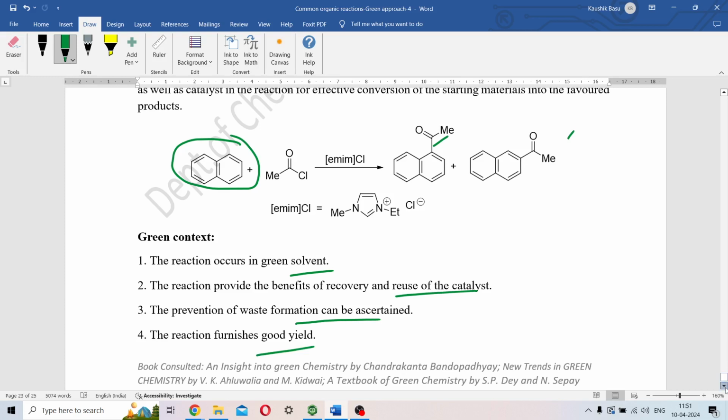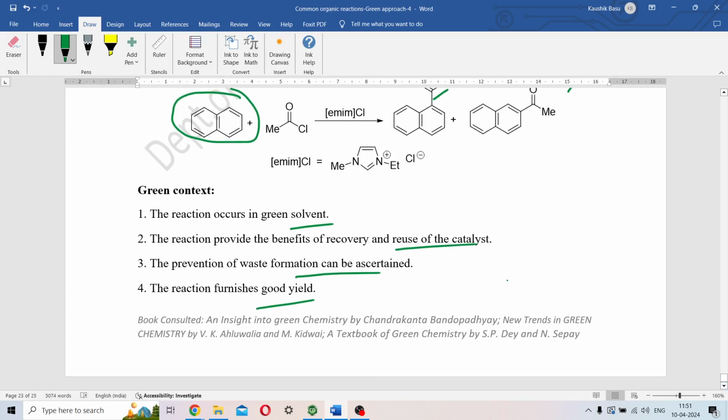So this completes our name reactions that are outlined in the syllabus, of which we are supposed to learn the green aspects of those reactions. But next class we will be talking about some rearrangement reactions.